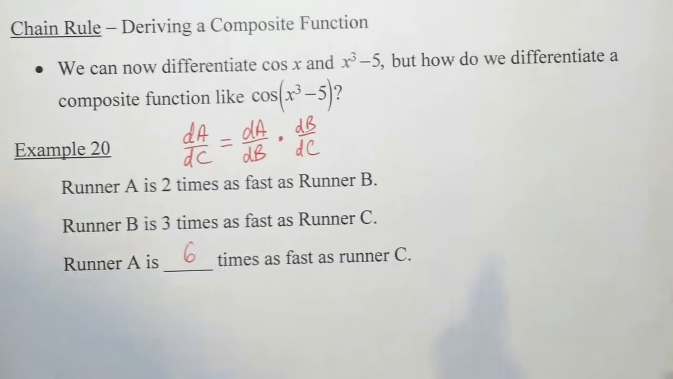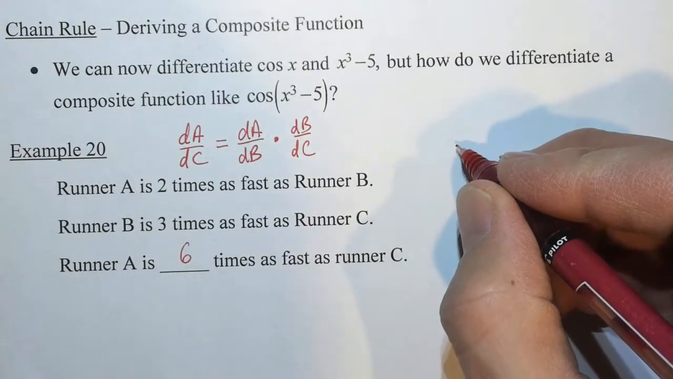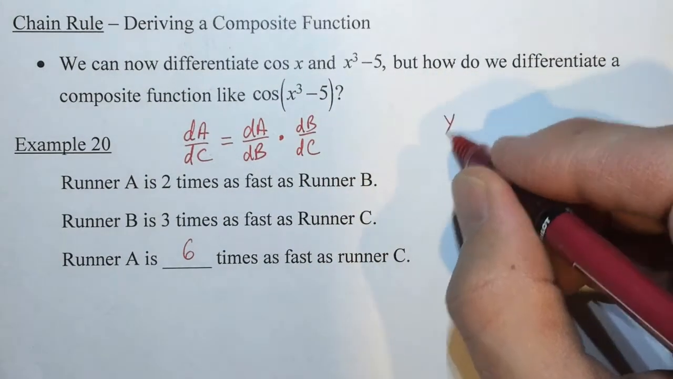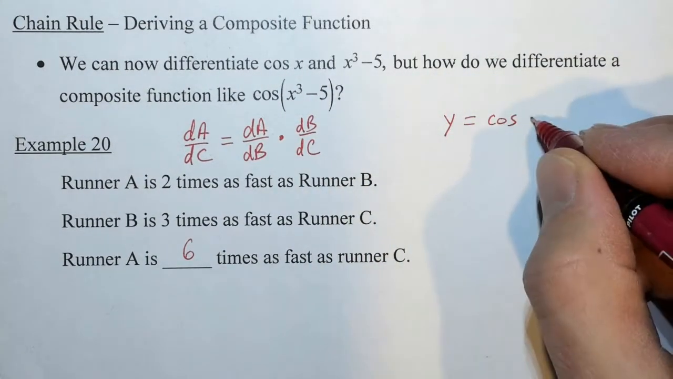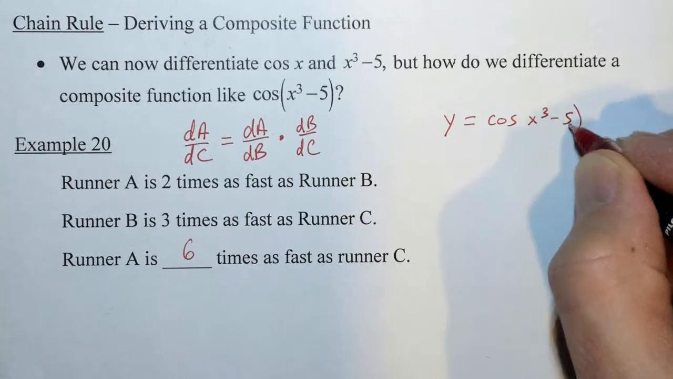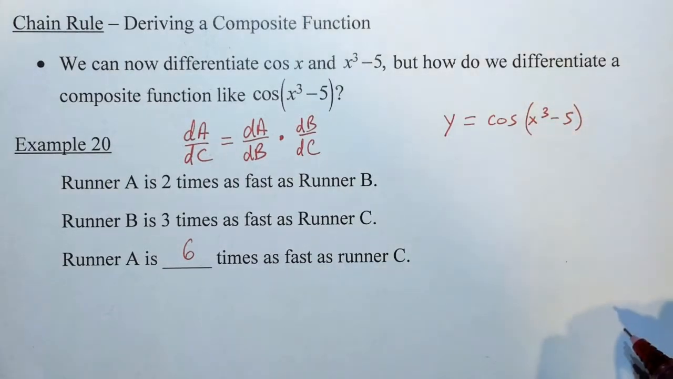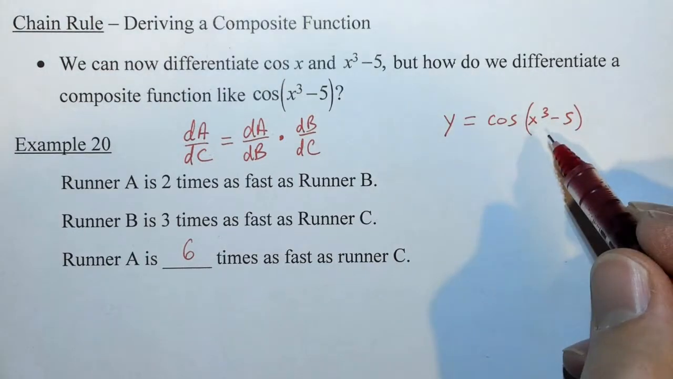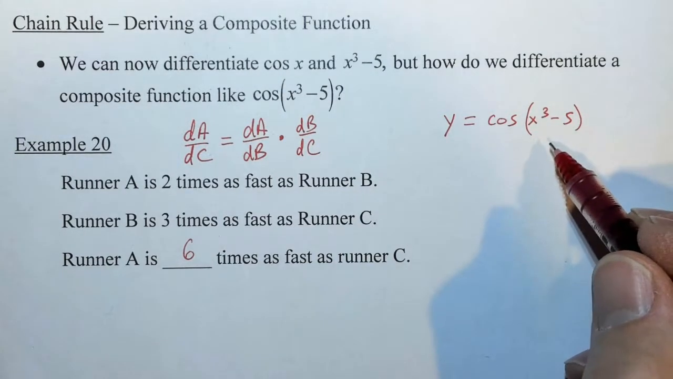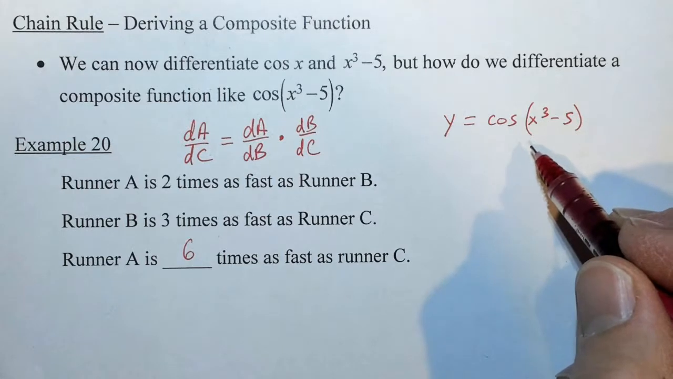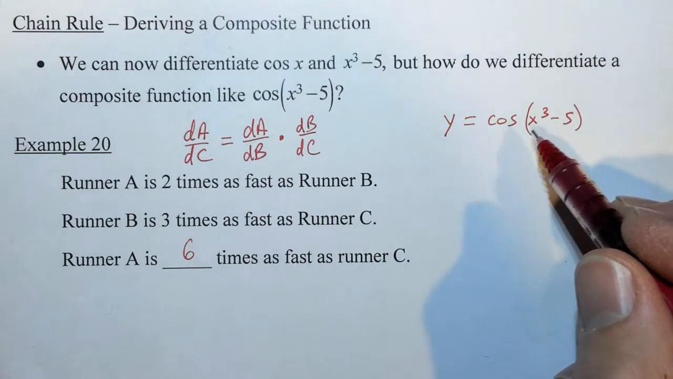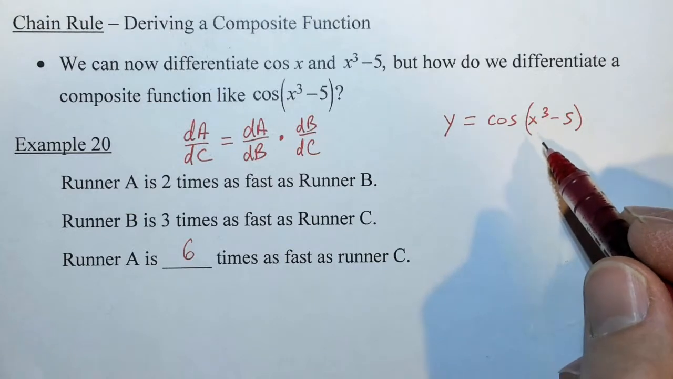We have our function here. All right, y is equal to the cosine of x cubed minus 5. If this was just y equals cosine of x and we had to derive it, no big deal. But it's not. It's a cosine of an inner function, right? So we have to kind of separate this. We want to turn it from one more difficult function into 2 easier functions which we can derive.